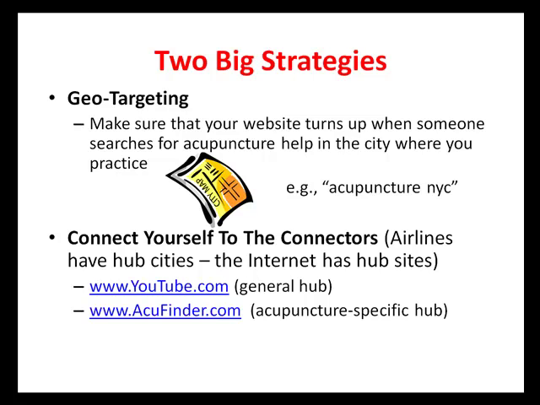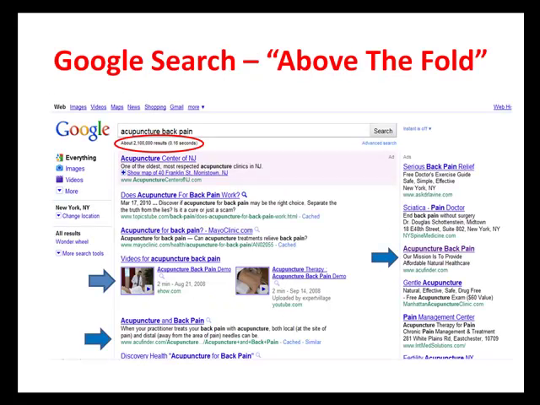On YouTube you can post videos that help educate your potential clients about acupuncture and your services. If they like what they see, they may be more likely to click on the link that you'll be providing with your video and arrive at your site. Another way to reach out by way of a hub site would be finding a directory site where people are looking for acupuncturists in the first place. An example might be acufinder.com.